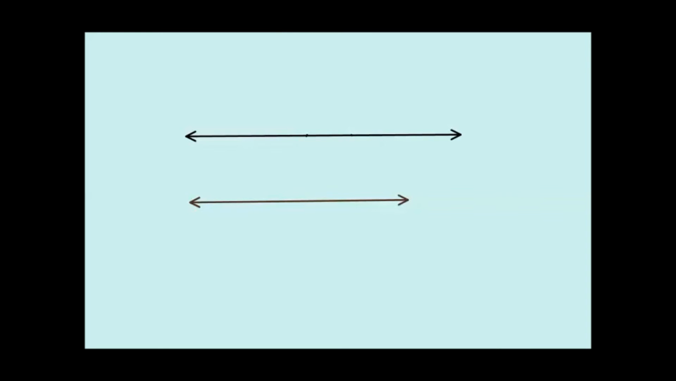Sometimes you may have two lines, but you're not sure if they're parallel. One way to tell if two lines are parallel is by using a transversal line. A transversal line is a line that passes through two different lines on the same plane at two distinct points. So it passes right here on the second line and right here on the first line. Many different angles are formed by a transversal line passing through two other lines.